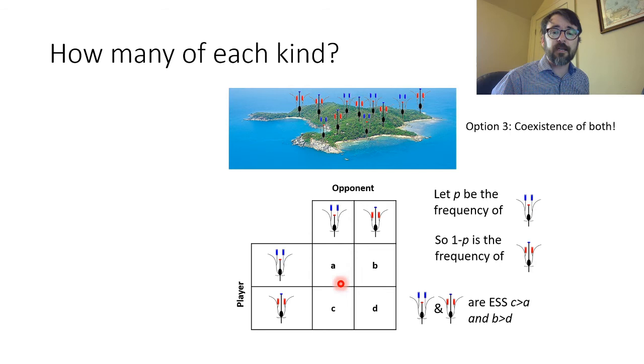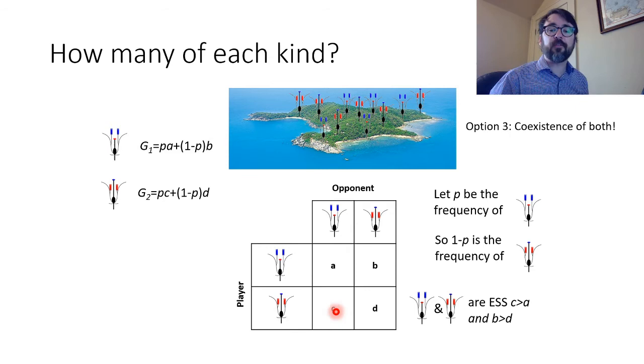So the guys with long stamens are going to encounter other long stamen guys P proportion of the time, and the other guy is 1 minus P proportion of the time. And so we can just multiply those fitnesses together to get the average fitness. And we can do the same with the other player. So again, if you've written it the way I've written it, you go left to right for frequency, and you go up and down to work out the ESS.